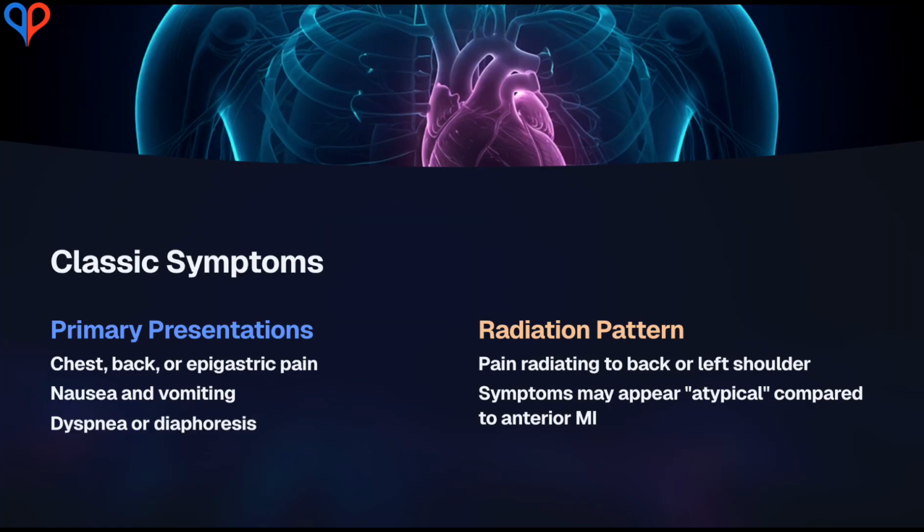Patients typically present with classic ischemic symptoms, but often describe discomfort in the back, epigastrium, or between the shoulder blades. Many are mislabeled as having reflux, gallbladder disease, or musculoskeletal pain. This makes the EKG even more crucial.